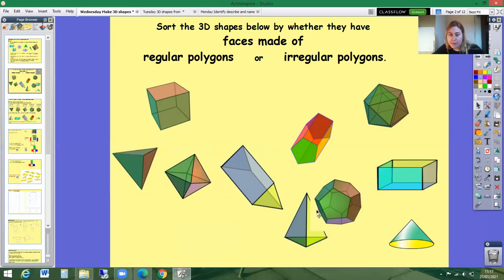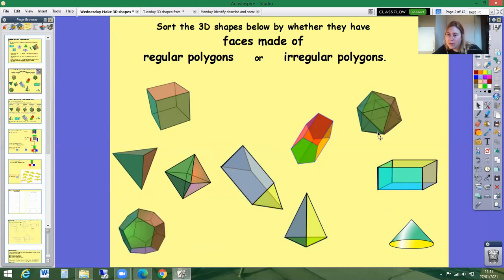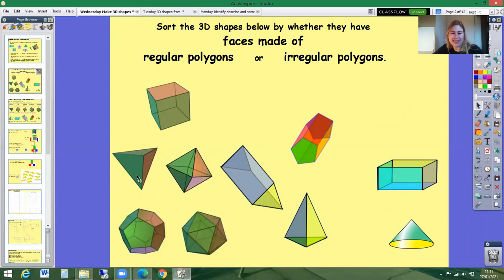Are there any others? Yes, we've got this one here, which is made of regular pentagon faces. And we've got this one here, which is another one made of regular equilateral triangles. So quite a few regular polygons and lots of them with equilateral triangles. Irregular polygons.